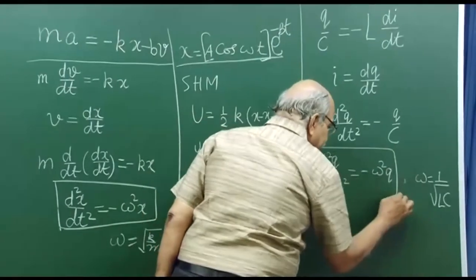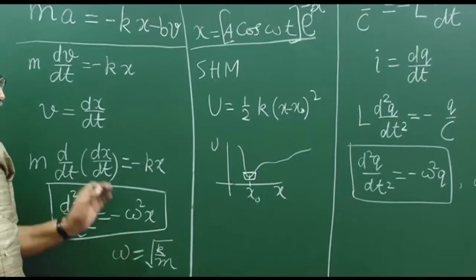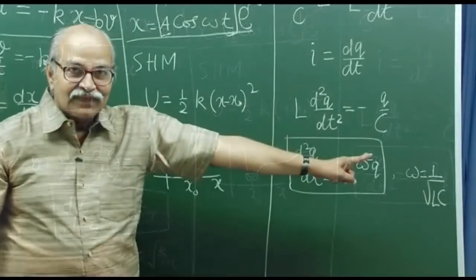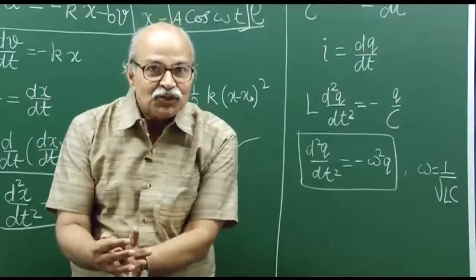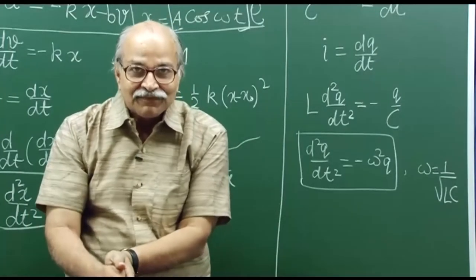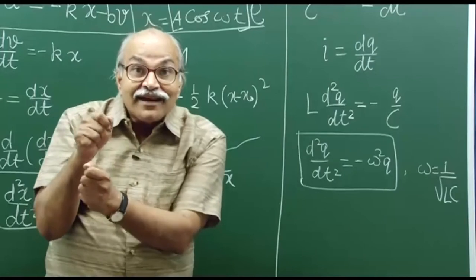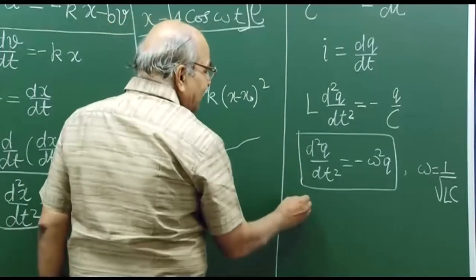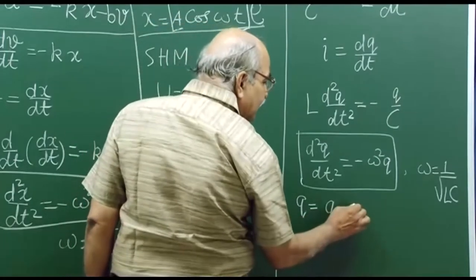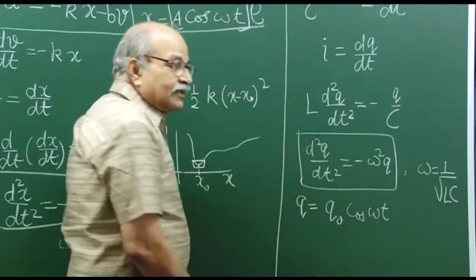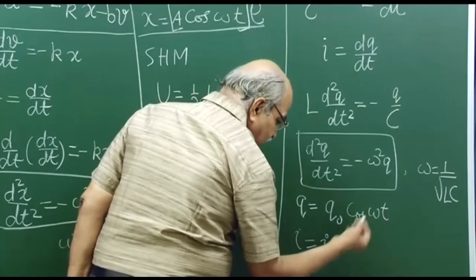Now look at this equation, and look at this equation. They have identical mathematical structure. So the charge will oscillate, not physically, the magnitude of charge on the capacitor plates. On the positive plate you have plus q, on the negative plate you have minus q. So this q, the magnitude of charge, oscillates in time, and that oscillation will be again given by Q equal to some Q naught, the maximum initial charge that you have given, times cos omega t. And similarly, the current will oscillate, I equal to I naught, and then some sin omega t or like that.